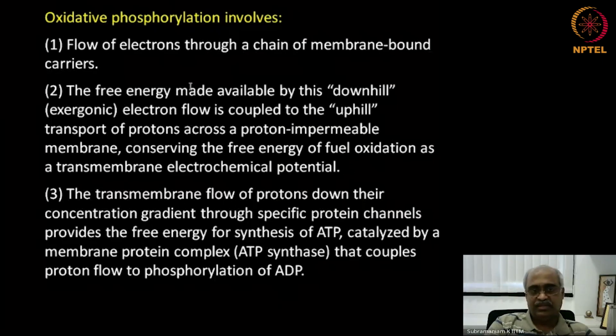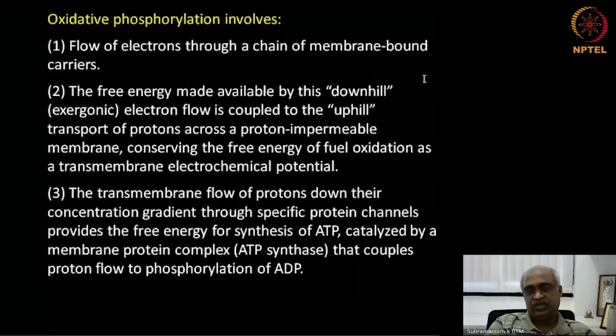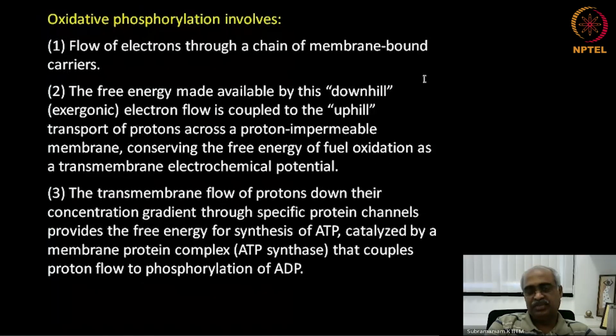So these are the main things. Electrons flow from one carrier to another carrier on the membrane, and that downhill flow is coupled to uphill pumping of protons. Then at the third step, when the protons return back down the gradient, they drive this ATP synthase to make ATP.